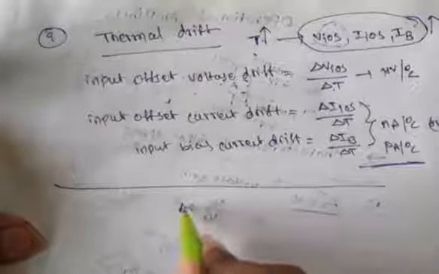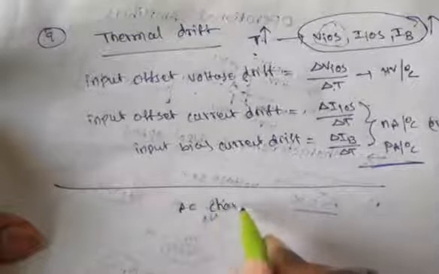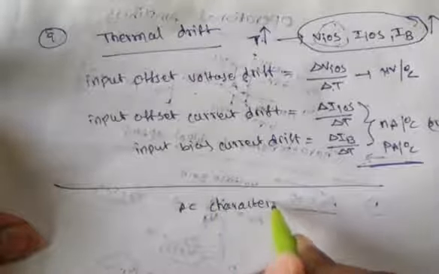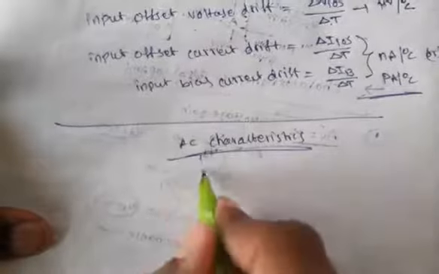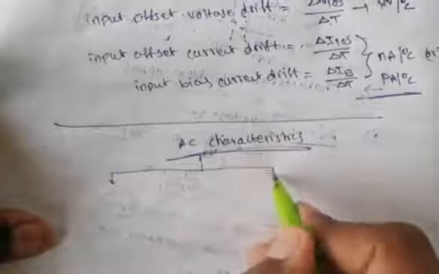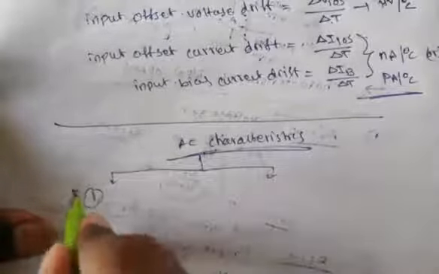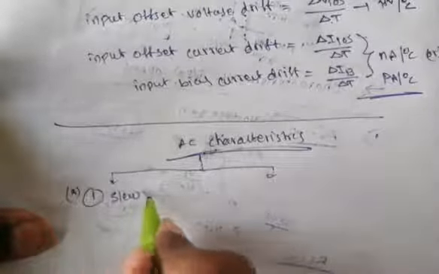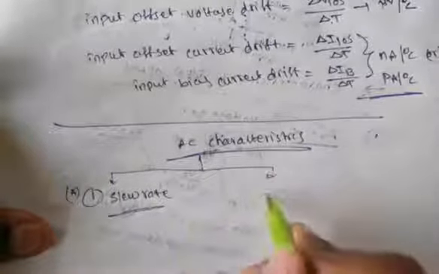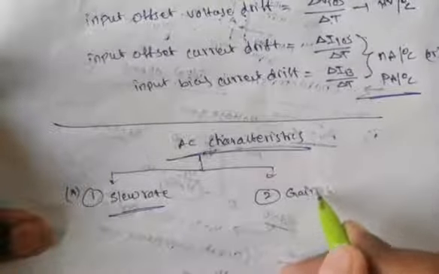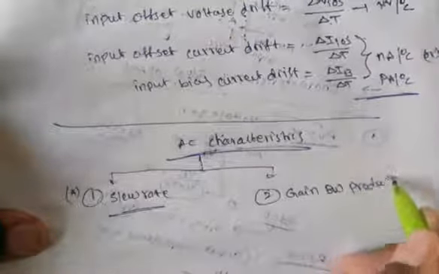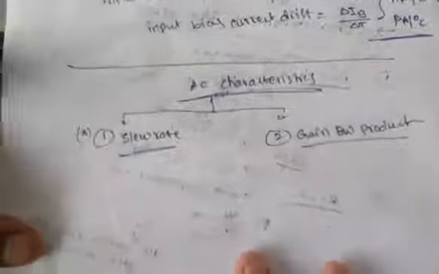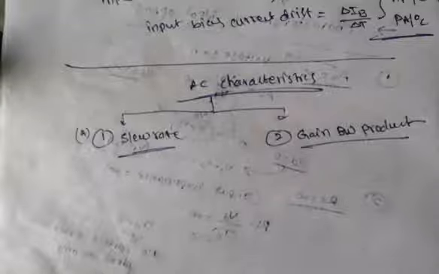Now we will discuss the AC characteristics. In the AC characteristics case, it is mainly divided into 2 points. One very important point is slew rate, and the second one is gain bandwidth product. These two belong to the AC characteristics of your operational amplifier.